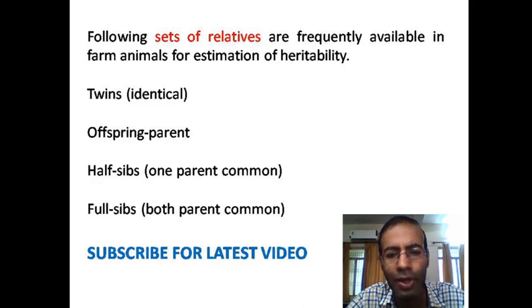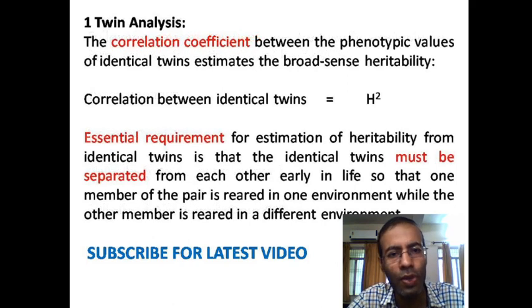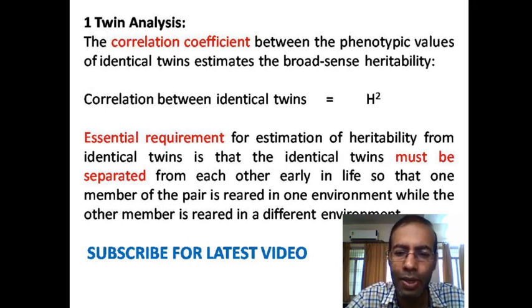In human beings, generally full-sibs, brothers and sisters are examples of full-sibs, but in livestock we generally find half-sibs, and in the case of half-sibs only one parent is common. Generally male, generally sire, is common in case of livestock. Now first I will discuss twin analysis, how to estimate heritability by using twin analysis.